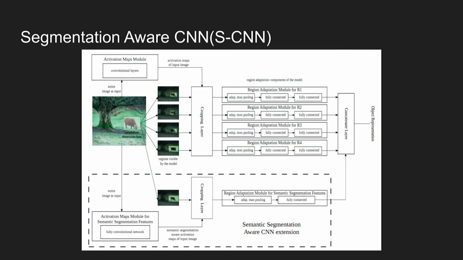Because there is a close connection between segmentation and detection, segmentation cues are used to help localization. As shown in the figure, segmentation-aware CNN is further used, and for this, two new modules are added: activation maps for semantic segmentation-aware features, and region adaptation module for semantic segmentation-aware features. The fully convolutional network, also known as FCN, is used for the semantic segmentation activation maps module. The features from the new module are used together in the concatenation layer, which is used for the object representation.